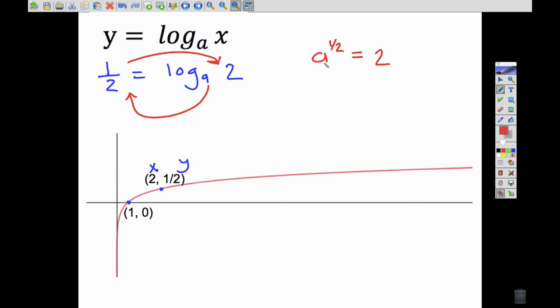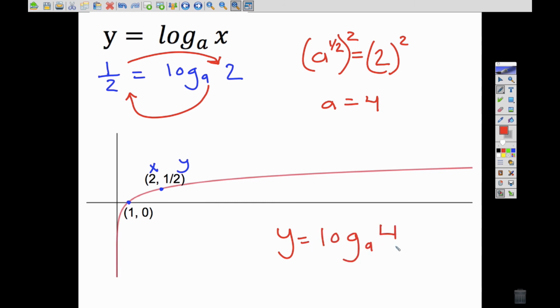To solve for a, there are a couple of ways you could think about it. The 1/2 power is like taking the square root, so the square root of something is 2. Or you could just square both sides. That's the way I usually think about it. So a is equal to 4. 4 to the 1/2 is equal to 2.